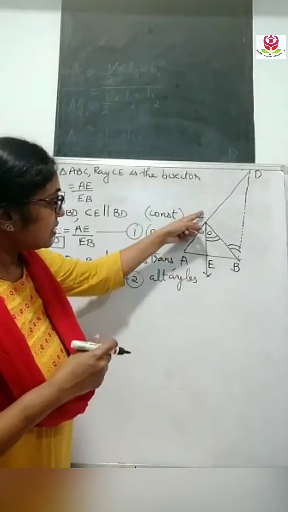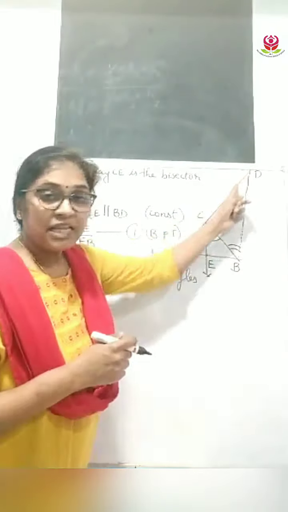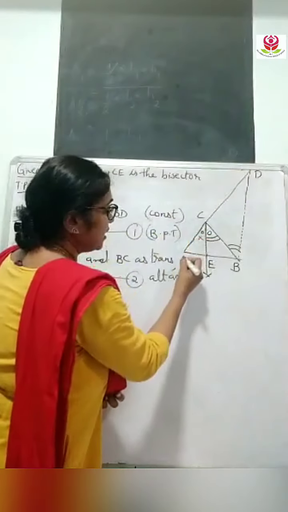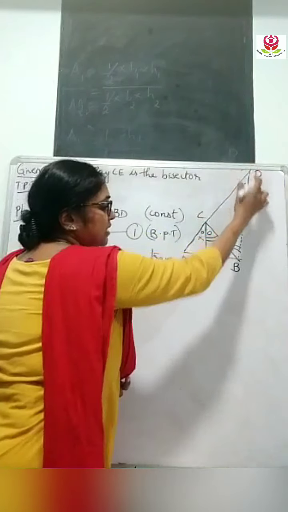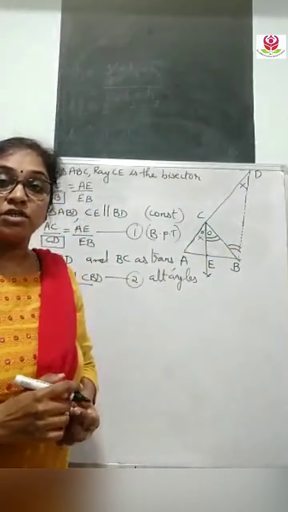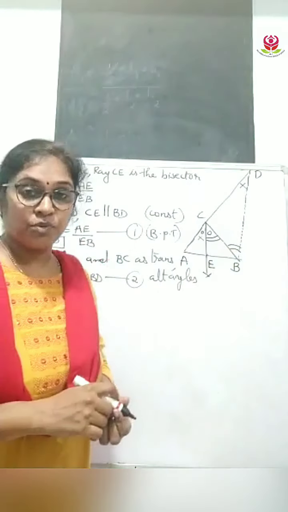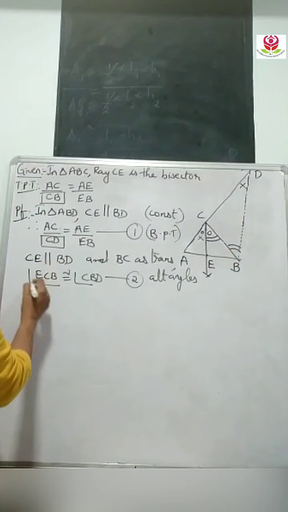So if you take CE parallel to BD by considering the transversal as AD, then you can see that these two angles, that is angle ACE and angle CDB, form a pair of corresponding angles. And as you know, corresponding angles are congruent. So next you get the second equation, or the next step.